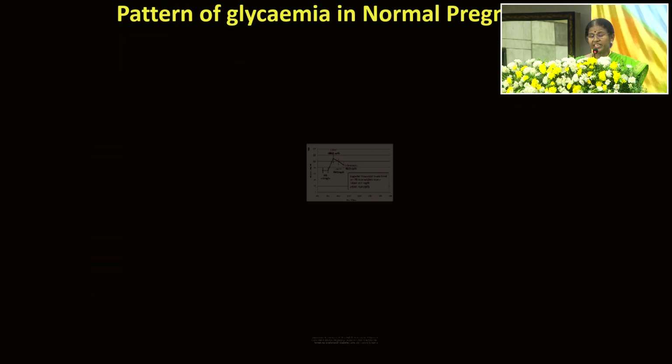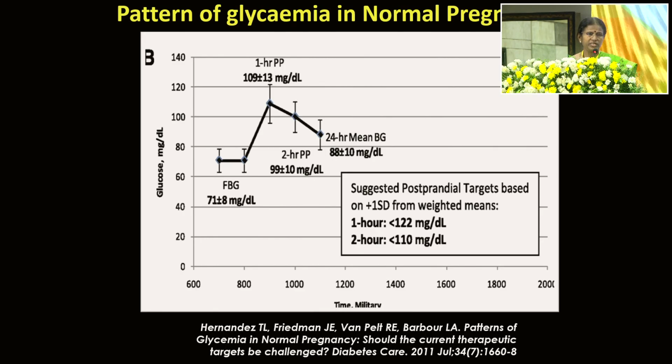And if you take the pattern of glycemia during normal pregnancy, this is not a study of 1 year or 2 years or 10 years. Hernandez, after studying for 40 years in 12 centers around the world, has found that the fasting is always 71 plus or minus 8, and 1 hour is always less than 122, and 2 hour is 99 plus or minus 10. This is the normality in non-diabetic pregnancy.